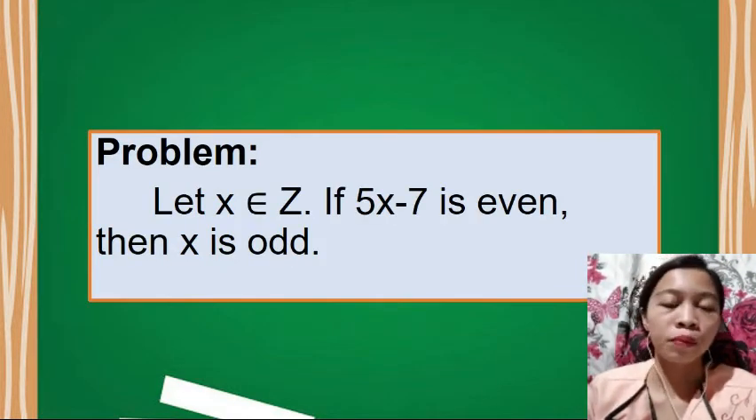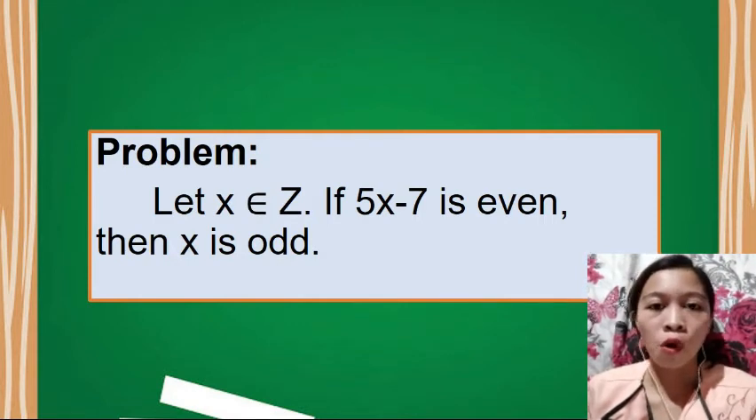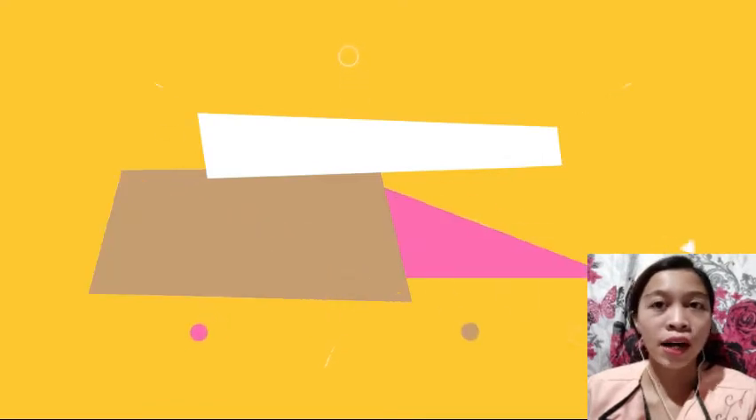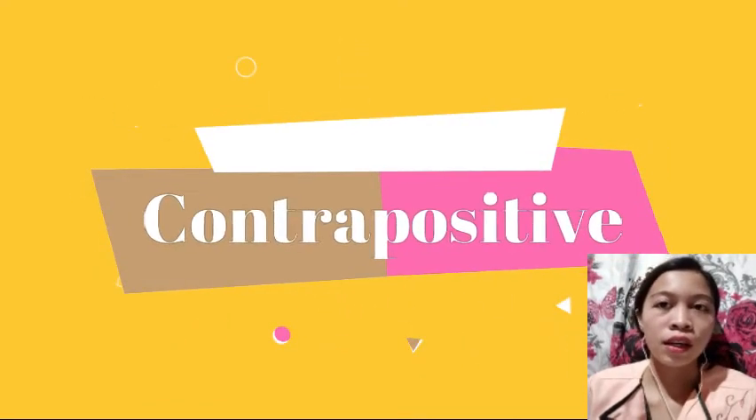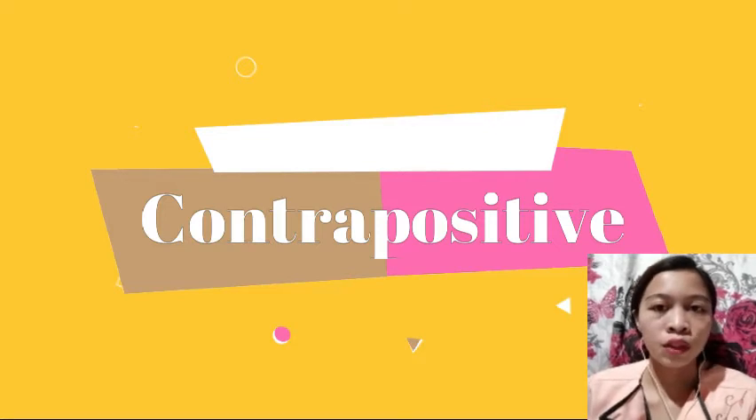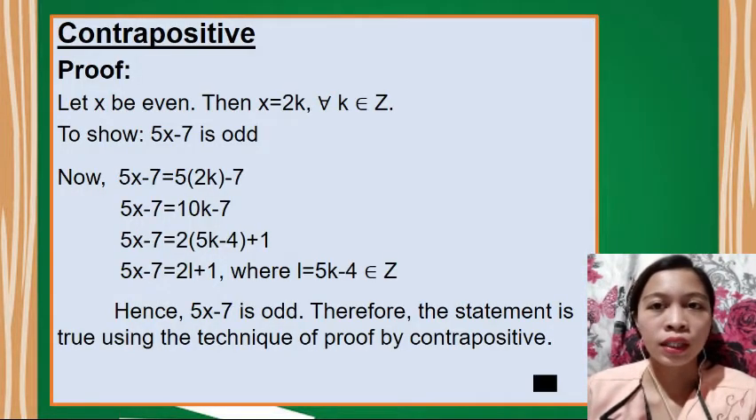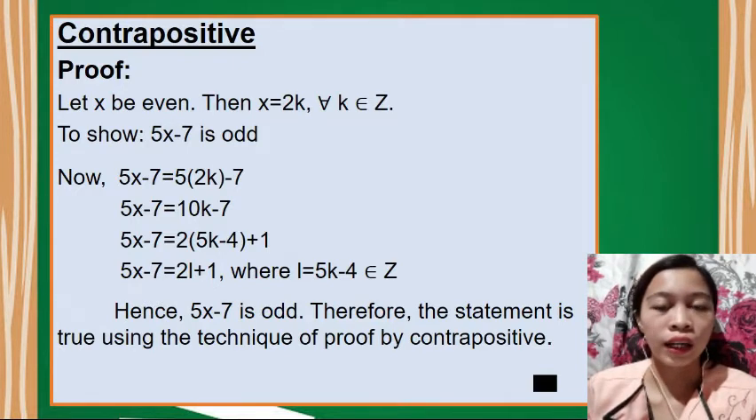So, same problem. We're going to use the same problem for indirect proof. Let x be an element of Z. If 5x minus 7 is even, then x is odd. So, let's try to prove it using contrapositive. In contrapositive, we use not q implies not p. For our proof, our q is x is odd, and the negation of that is x is even. So, we let x be even.